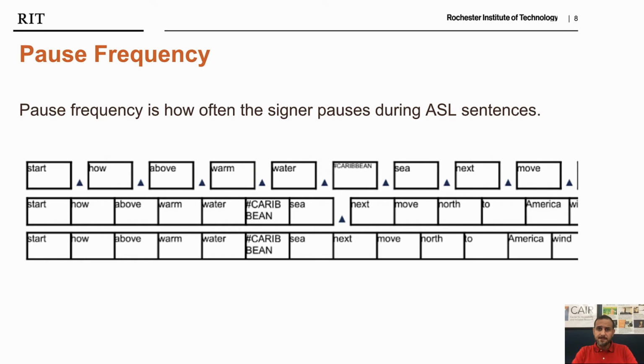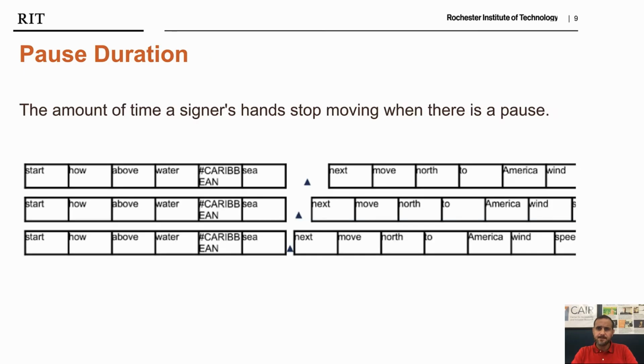Pause frequency is how often the signer pauses in ASL. The small rectangle indicates if there is a pause during the timeline between those two words. Pause duration is the time that the signer's hand stops moving between two ASL signs.